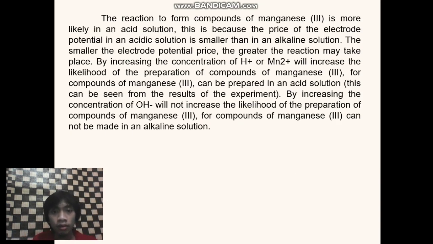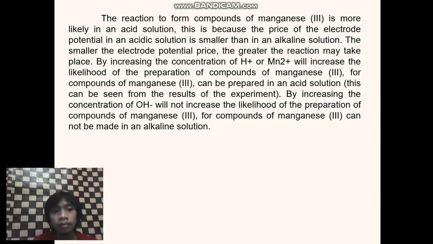Next, the reaction to form compounds of manganese 3 is more likely in an acid solution. This is because the electrode potential in an acidic solution is smaller than in an alkaline solution. The smaller the electrode potential, the greater the reaction might take place. Increasing the concentration of hydrogen or manganese 2 will increase the likelihood of the preparation of the compound of manganese 3.